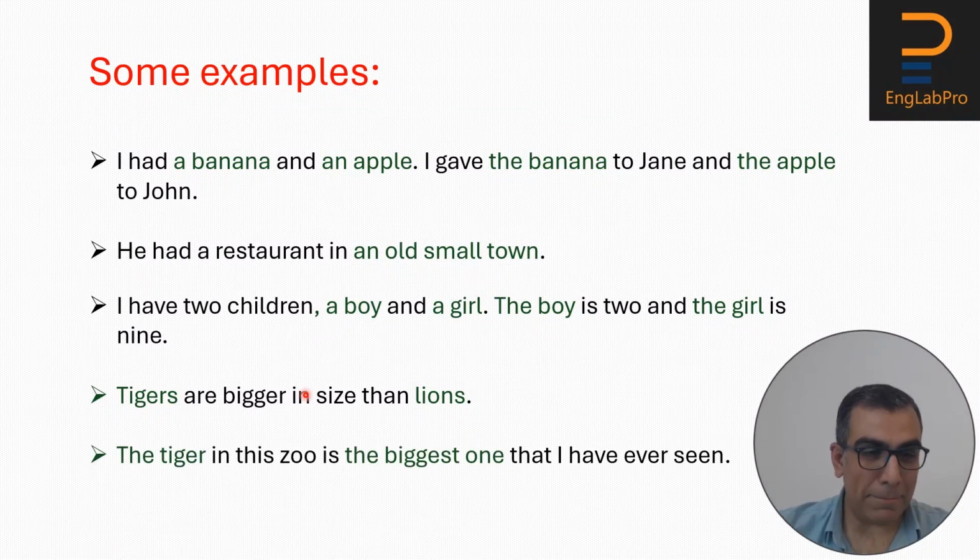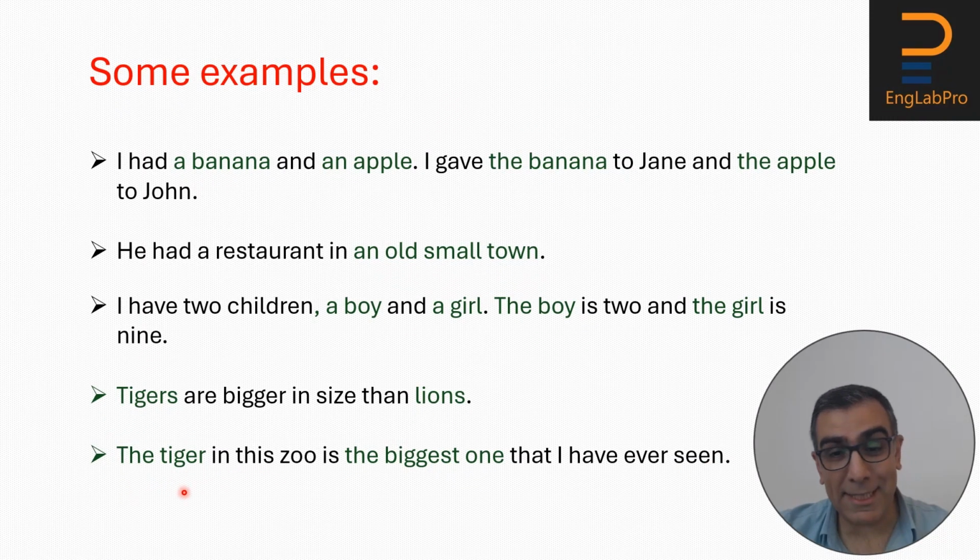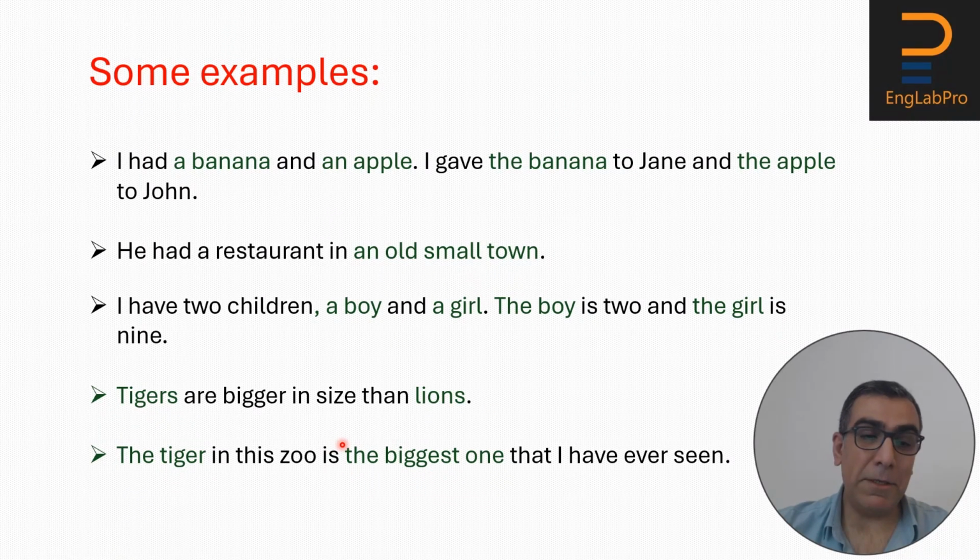And the last example is the tiger in this zoo is the biggest one that I have ever seen. Which tiger? The one that is in this zoo, not just a random tiger. So I use the. In this zoo is the biggest one. Remember that all the time with superlative adjectives, adjectives that have est and the most, we use the all the time. I have ever seen.